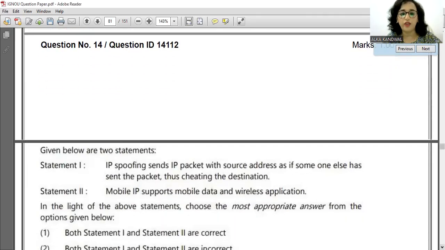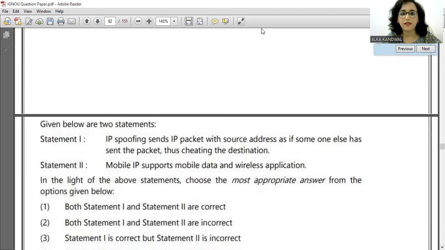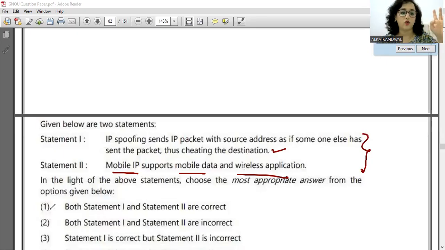IP spoofing sends the IP packet with source address as if someone else has sent the packet, thus cheating the destination. That is absolutely correct. And mobile IP supports mobile data and wireless application. That is also absolutely correct. So both the statements are correct, so the answer will be 1. You all can note it down that spoofing means sending the IP packet with a source address of someone else, posing as that someone else who has sent it. So that is absolutely correct.